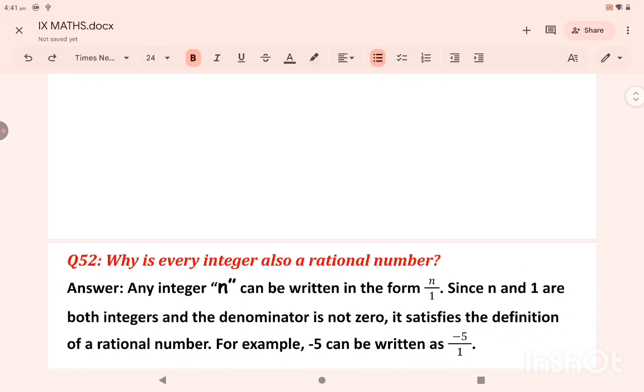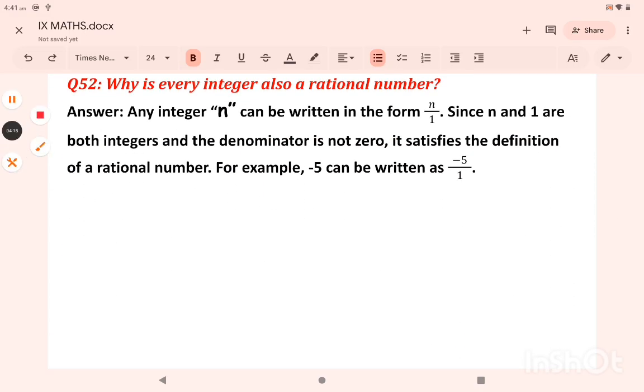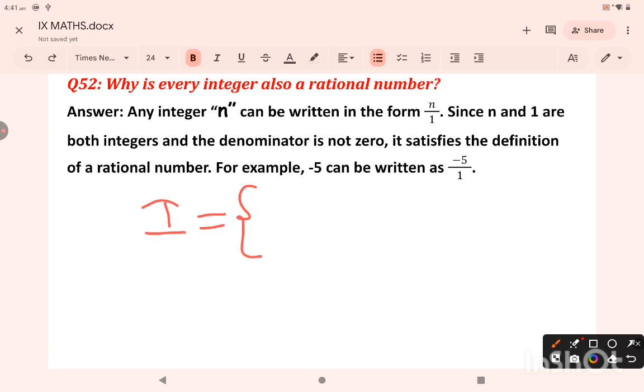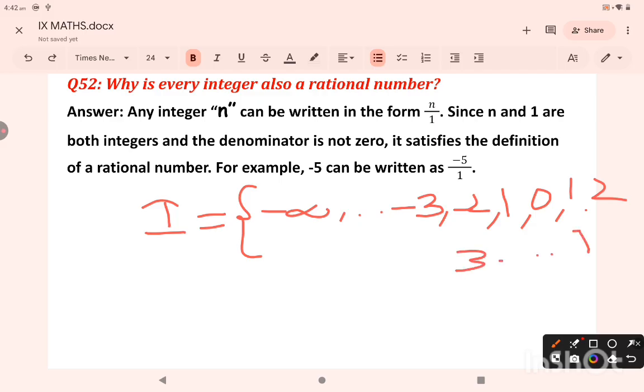Now second question. Why is every integer also a rational number? Integers are denoted by capital I. Minus infinity and so on, minus 3, minus 2, minus 1, 0, 1, 2, 3 and so on, plus infinity. Here every integer is also a rational number. This is the question here. Why?